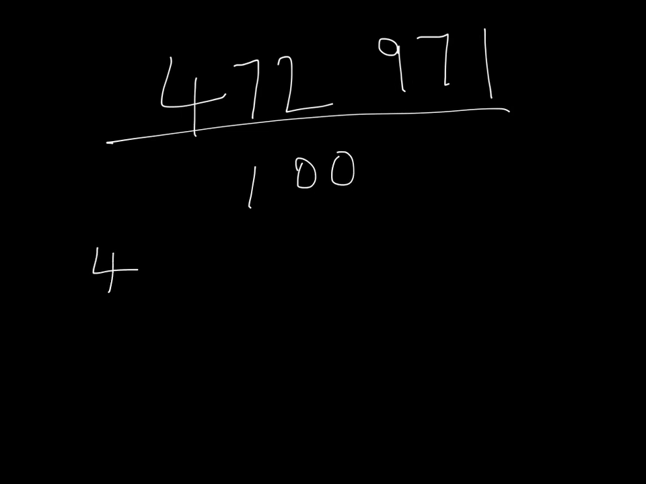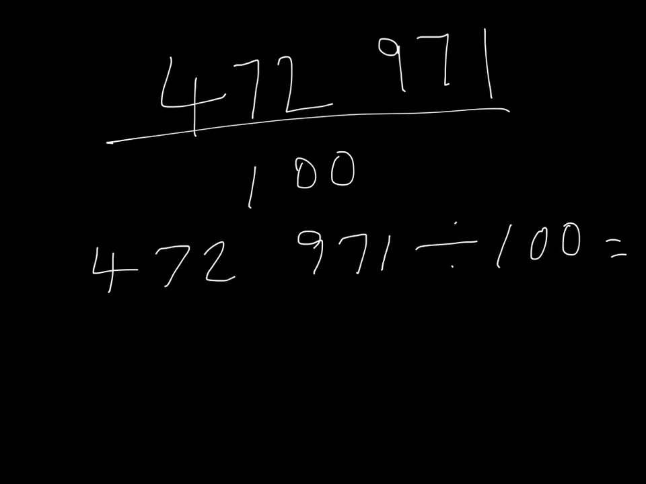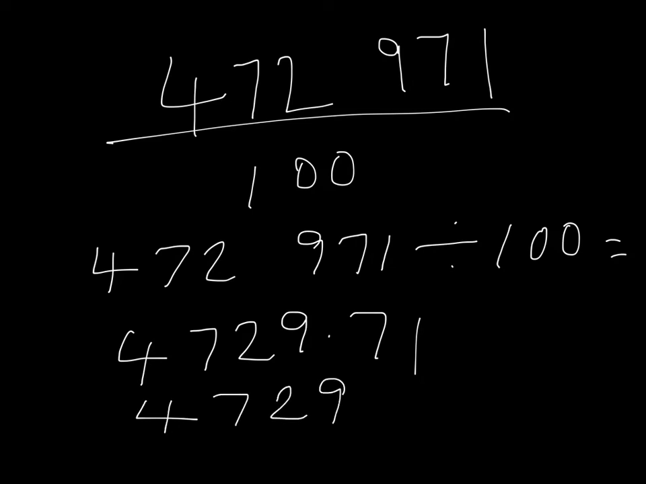So 472,971 divided by 100, and I know when I divide a number by 100 it moves back 2 place values. So that is 4,729.71. When I'm giving my answer to how many hundreds are in the number, I only want the whole groups of 100. So my answer to how many hundreds would be 4,729.